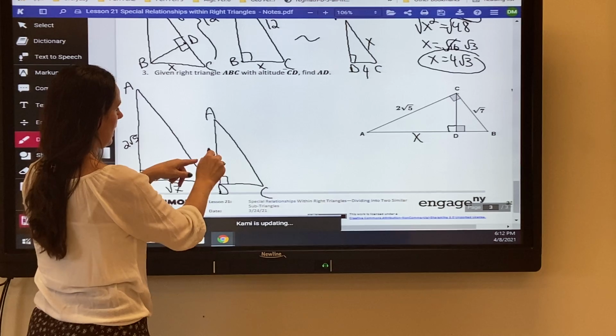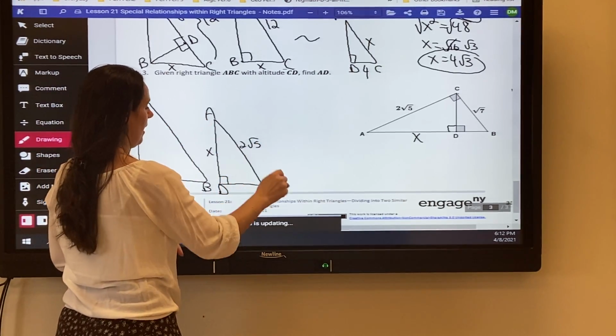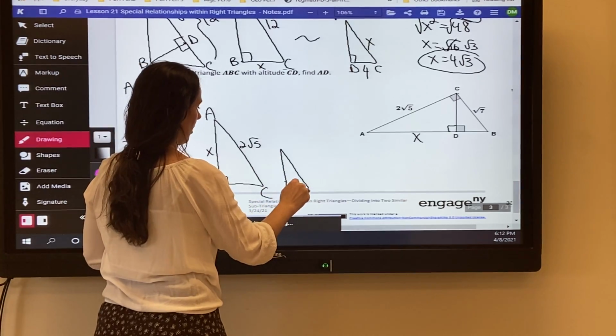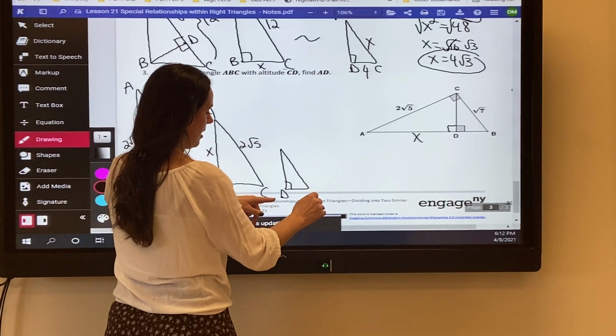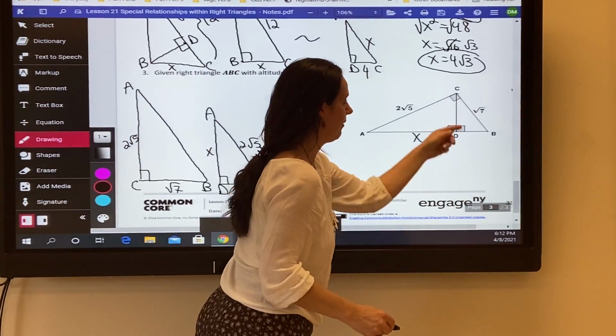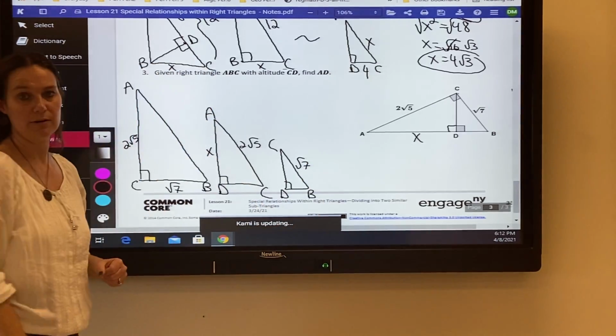Now what we know is D to A is an X, and A to C is 2 square root of 5. And then we've got the smallest of all the right triangles, which is that B is, let's see, the D is at the right angle, D to B is that short leg down there, and D to C is this long leg, and all we've got is this hypotenuse of square root of 7.